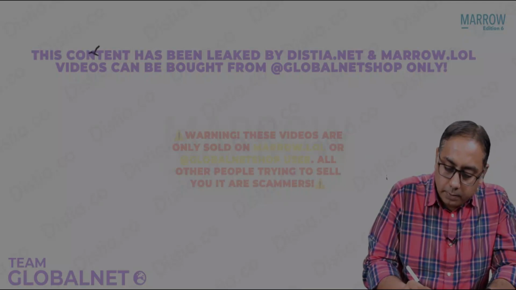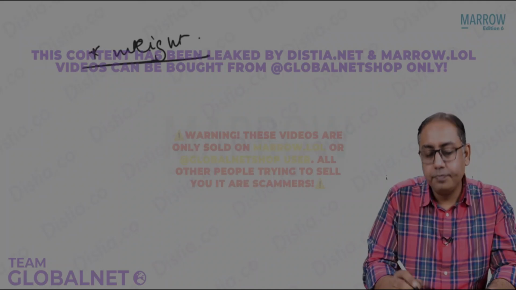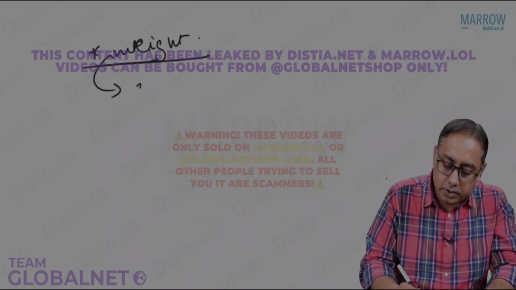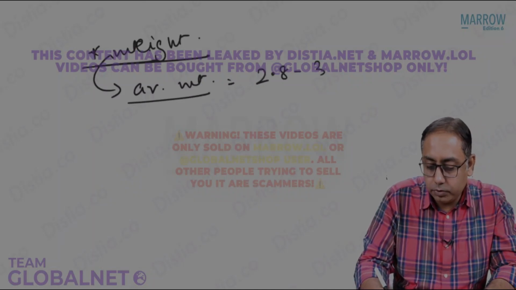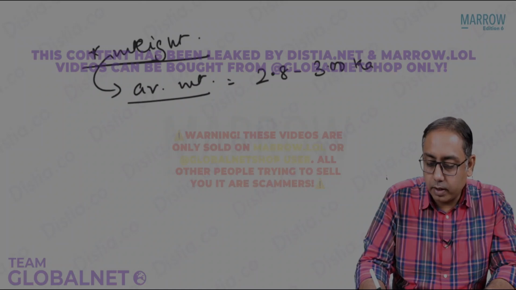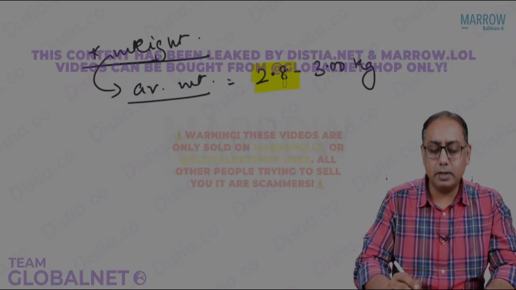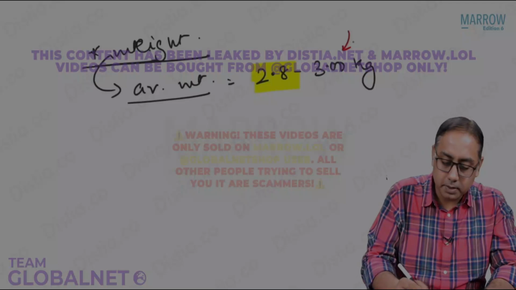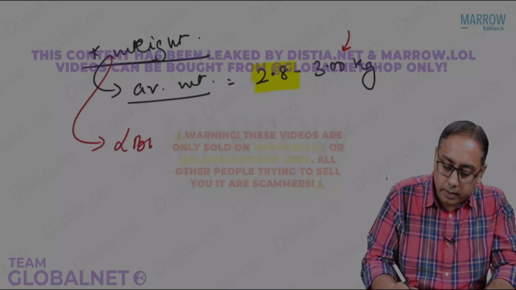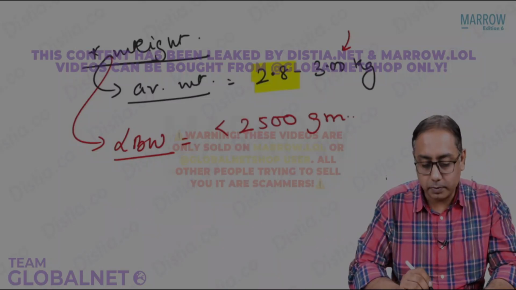Next, if we talk about the weight of the child. The average weight of a child in India ranges from 2.8 to 3 kilograms. Average weight in India is 2.8. But yes, in urban areas, the average weight has increased to 3 kilograms. When do we call a low birth weight? Please note that we call a low birth weight if the weight is less than 2500 grams. That is called a low birth weight.